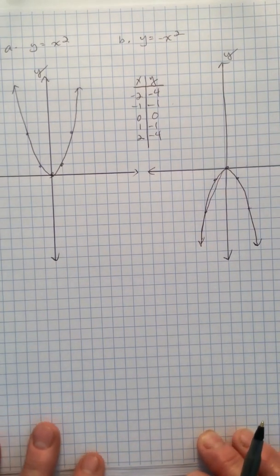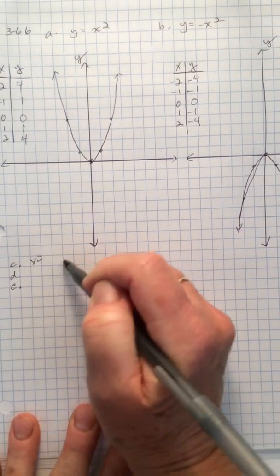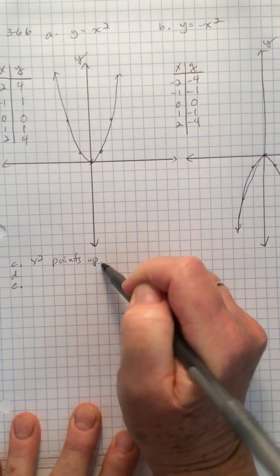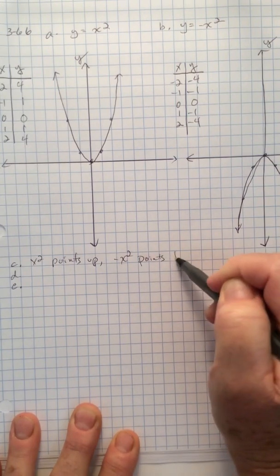The next question asks, what do you notice? Well, x squared points up, -x squared points down.